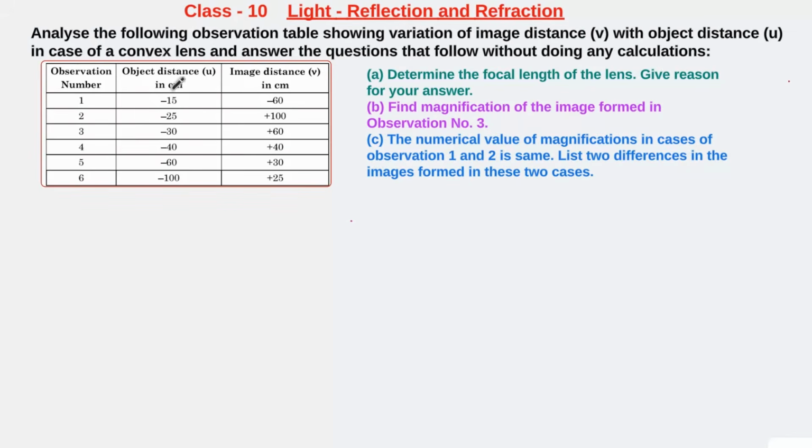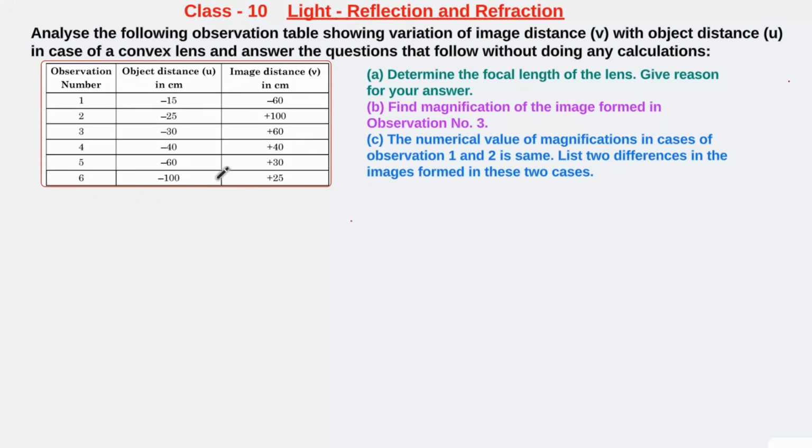So here we have been given an observation table which shows the object distance versus the image distance for an object placed at various distances in front of a convex lens. We have to answer the following questions but without doing any calculations. The questions are: determine the focal length of this lens, give reason for your answer; find magnification of the image formed in observation number 3; and the third question is, the numerical value of magnification in cases of observation 1 and 2 is same. List two differences in the images formed in these two cases.